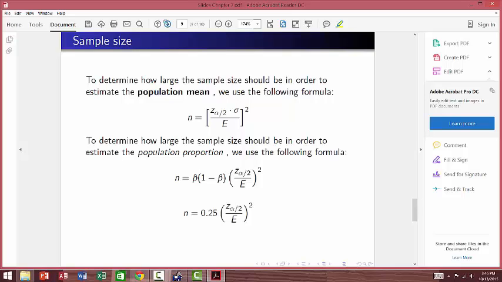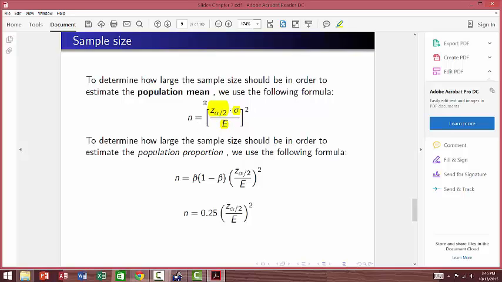Okay, so to determine how large of a sample size you need, these are the formulas that you will need to use. If you're using it for population mean, what do you need to do? You need to have your critical value. Now this one you will need to know, and that depends on the confidence level. Then sigma, that's going to be given to you. And also the margin of error, that's also given to you.